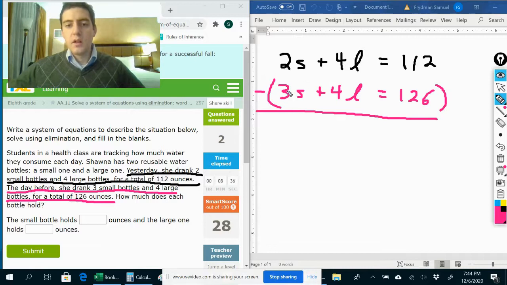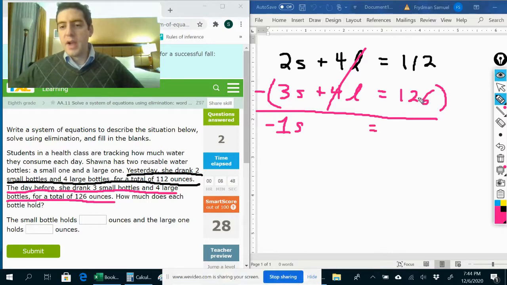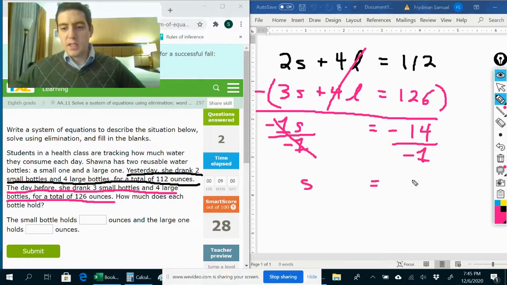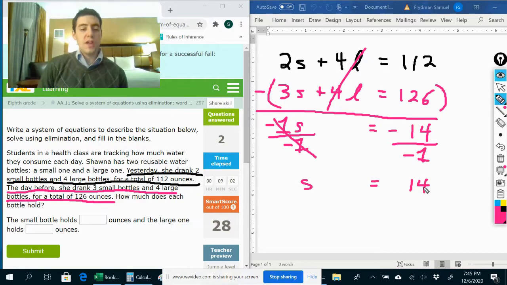So 4L minus 4L, that cancels out. That was the whole reason we did that. And then 2S minus 3S is going to give us negative 1S equals, and then this will give us 112 minus 126, which is negative 14. And then if we divide both sides by negative 1 to get rid of that, negative 14 divided by negative 1 is positive 14. So we're going to get S equals 14. So now we know that a small bottle can hold 14 ounces.